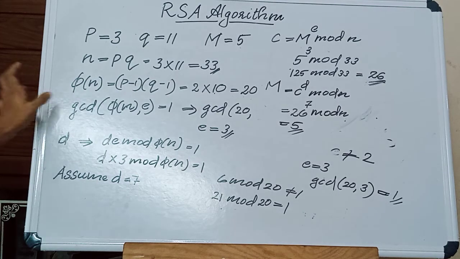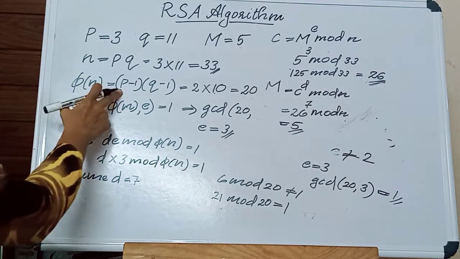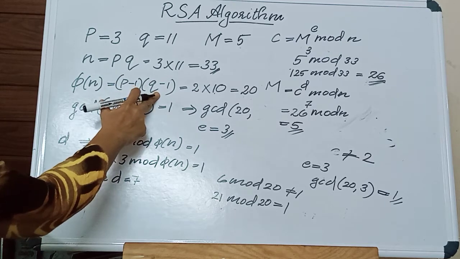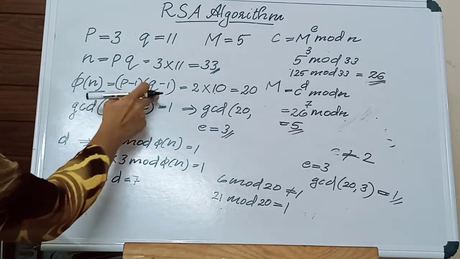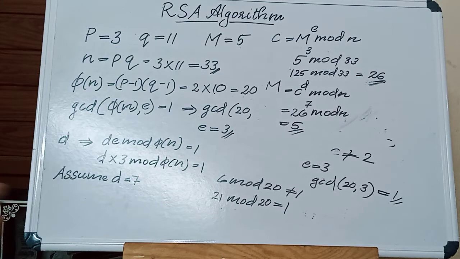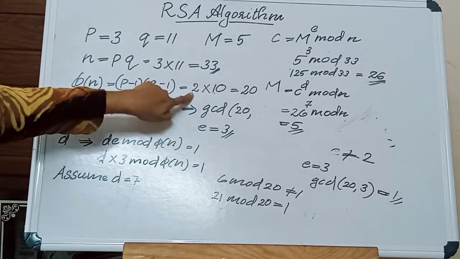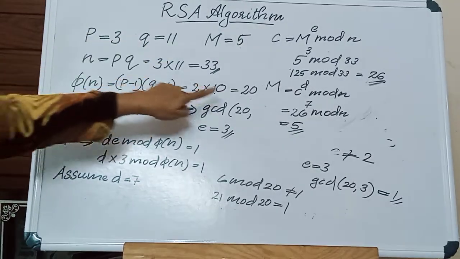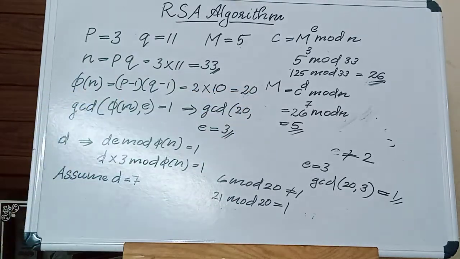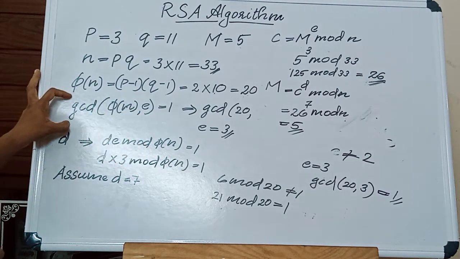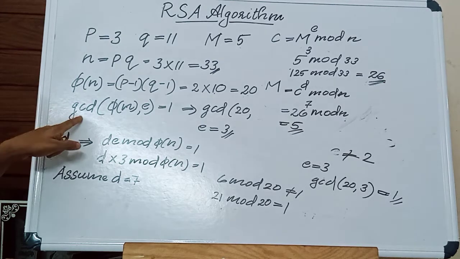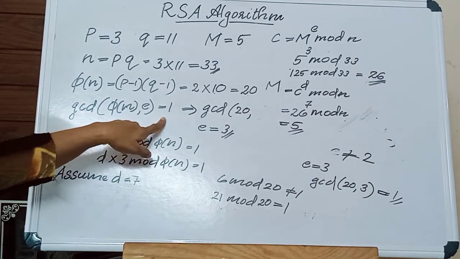Next, we have to calculate phi of n, Euler's totient function, using the formula p minus 1 into q minus 1. Here p is 3, 3 minus 1 is 2. q is 11, q minus 1 is 10. So we'll get 20. Next, we have to identify the e value. One condition: we check GCD of phi of n comma e is equal to 1.